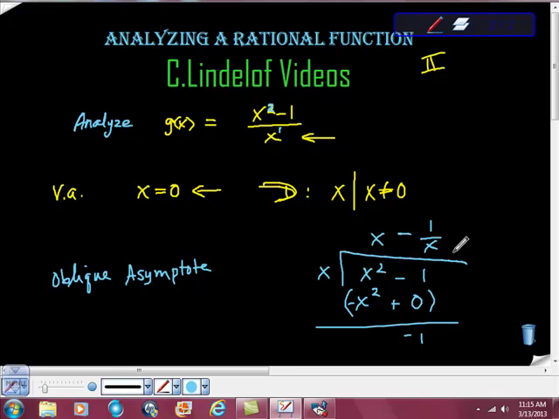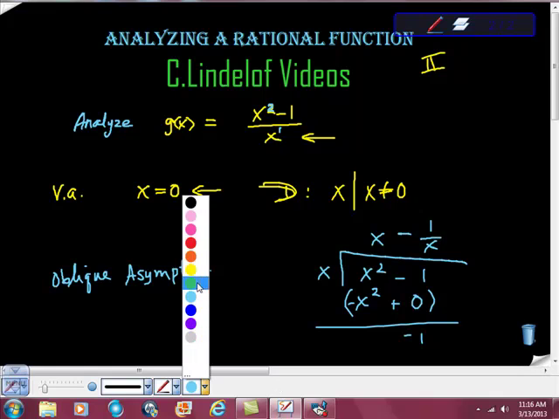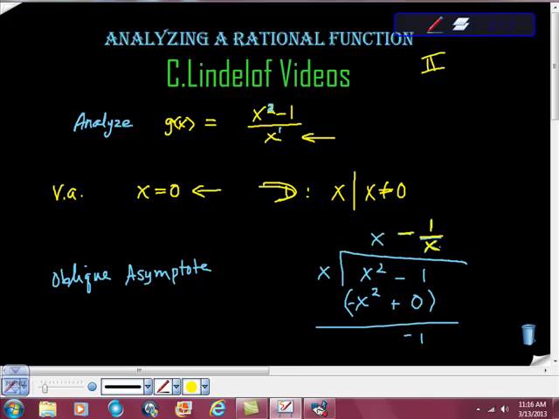Hopefully what you can see here is that when we're talking about asymptotic behavior for an oblique or a horizontal, we're talking about end behavior. Looking at the remainder, hopefully we can agree that as x gets really, really big, 1 over a really, really big number is somewhere near 0. So we're going to say that our oblique asymptote is y is equal to x.